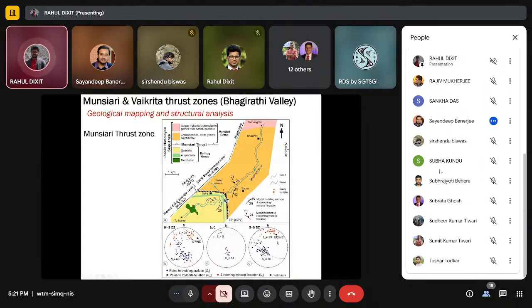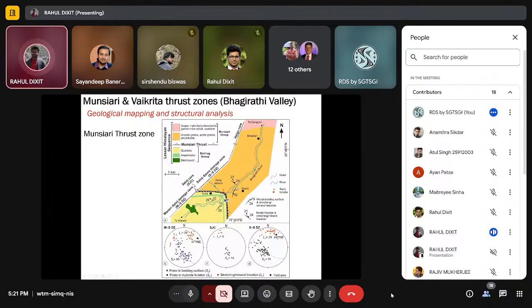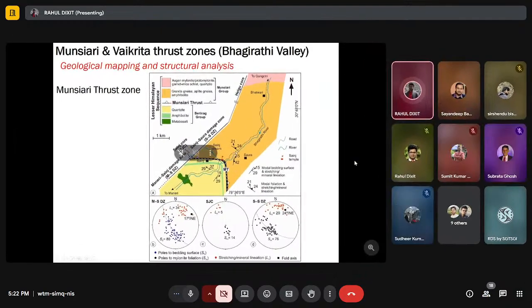And then similarly, we also measured the data on the hanging wall side. Here also we could identify that across the river that is flowing there, there was a change in the orientation style of the foliations, S1 foliation specifically.